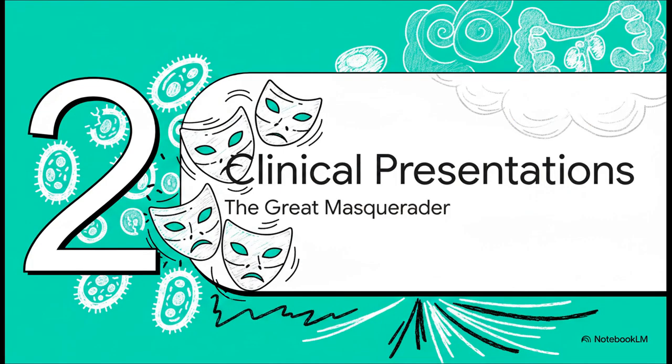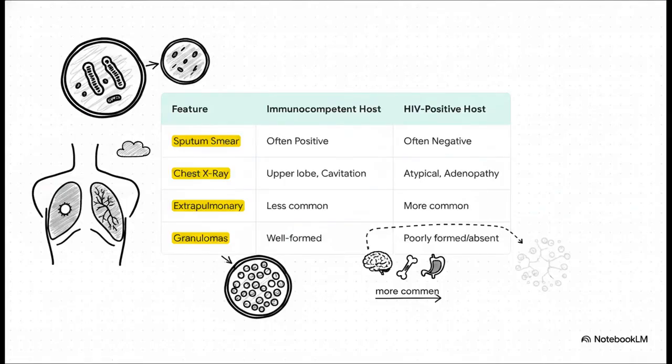So now that we know how it happens, let's talk about what it looks like in a patient. Because HIV has crippled the immune response, TB doesn't play by the rules anymore. It doesn't give you that classic textbook picture. Instead, it becomes what we call a great masquerader, which can lead to misdiagnoses and frankly terrible outcomes. This table is absolute gold for your exams.